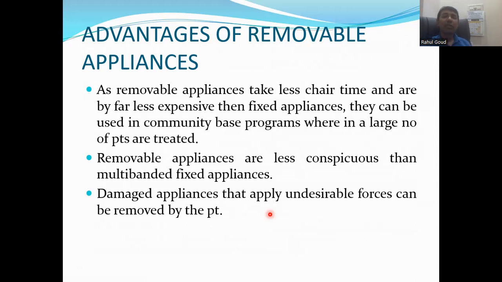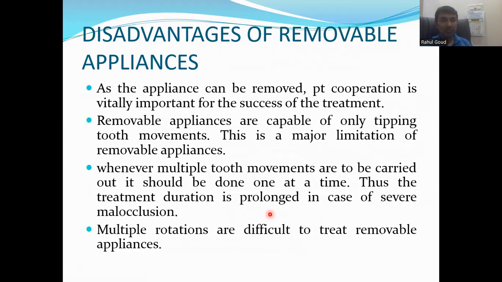So whenever you plan for a community-based program or camps where you want to correct a small amount of anterior spacing and so on, you can do it by delivering the removable appliance since it takes less time. And also they are less visible when compared to fixed appliances. And whenever these removable appliances are damaged, the patient can just remove them and keep them aside, when compared to the fixed appliances.